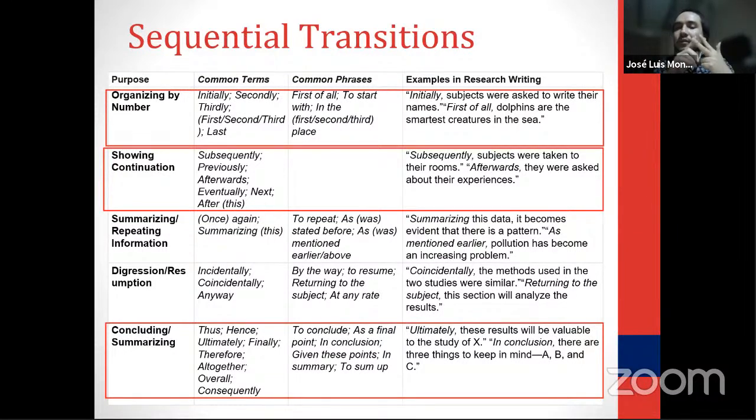Or you can use "finally" to give emphasis to your verb, right? "And I finally was able to do it." And if you use it like that, it's okay. Again, it's grammatically correct, but it's not a transition word, all right? It's not a transition word.